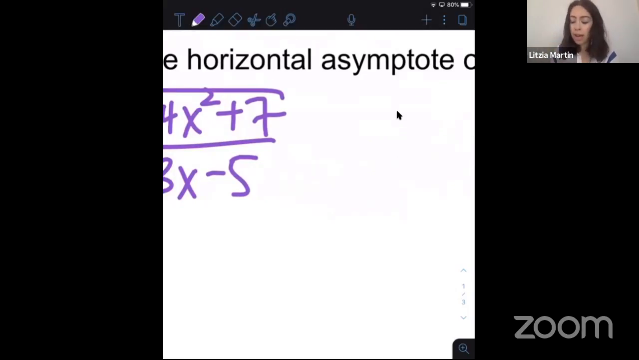So right off the bat, if I'm thinking about x approaching infinity, that's going to be a huge number, right? Infinitely large. So if I look at the denominator, 3x minus 5, that's like saying take a huge number, multiply it by 3, so now it's even bigger, and then subtract 5. Is subtracting 5 going to make any bit of a difference if you have that big of a number?